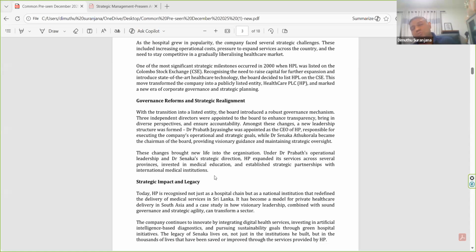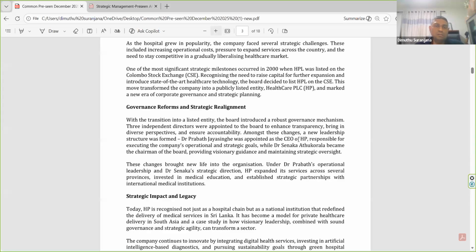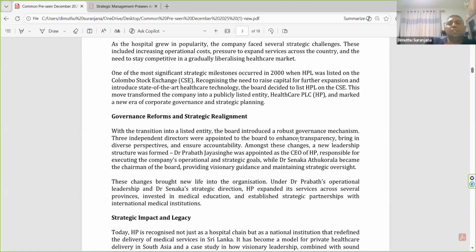and strategic planning. So normally the governance rules are more applicable to listed companies. For example, in Sri Lanka, the corporate governance code is applicable to listed entities. Right, and for strategic planning, yes, we have to focus more on the long-term plan of the organization, not the short-term plan of the organizations. Right. So governance reform and strategic realignment. With the transition into a listed entity, the board introduced robust governance mechanisms. Three independent directors were appointed to the board to enhance transparency, bring in diverse perspectives, and ensure accountability.